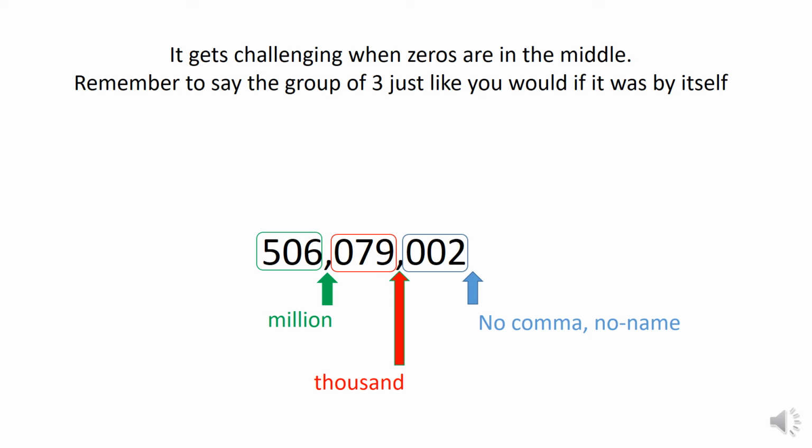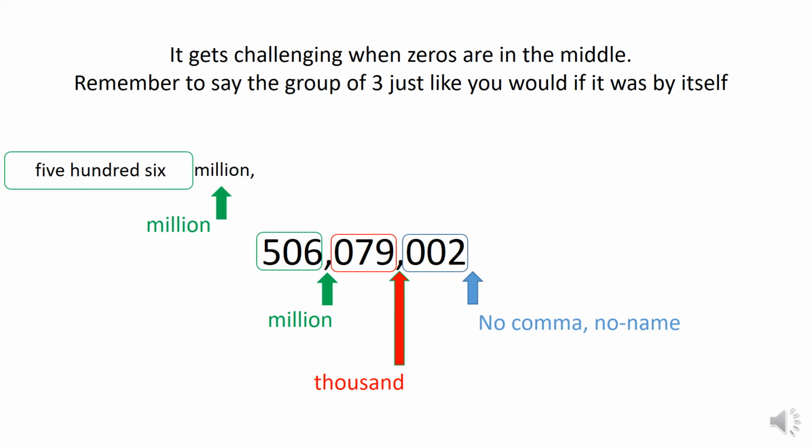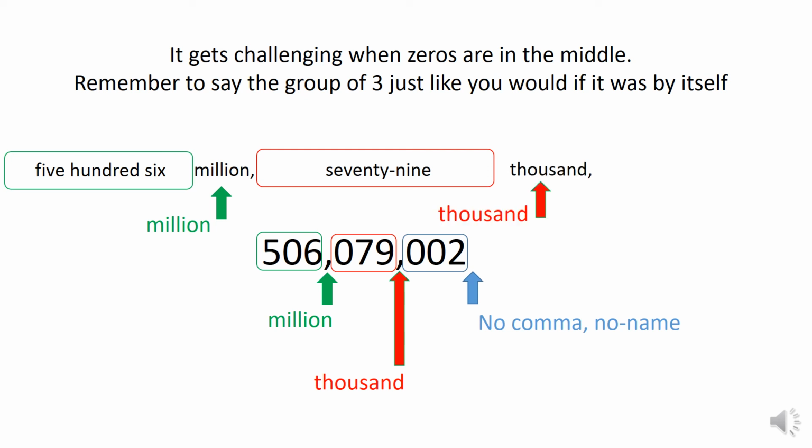It gets challenging when zeros are in the middle. Remember to say the group of 3 just like you would if it was by itself. So the first group of 3 is 506. Million for the comma, 79 thousand for the comma, 2. 506,079,002.